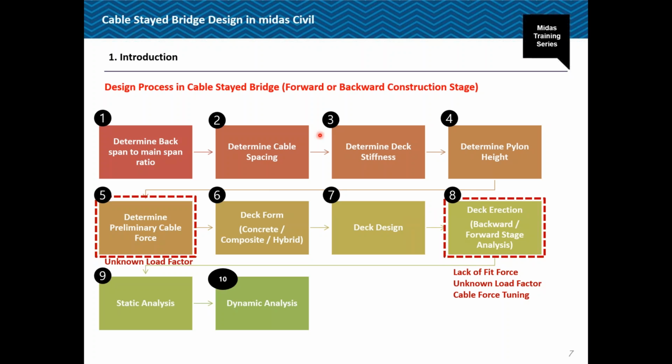This is the overall design process in a cable stay bridge. Starting with first determining the backspan to main span ratio, which we generally follow as 0.3 to 0.5 of the main span. Second, we determine the cable spacing. And third, we determine the deck stiffness, like how stiff a deck should be. Then we determine the pylon height, which can be L by 15. And then we determine the preliminary cable force. This is what we call the final stage model, where you determine the preliminary cable forces through a method called unknown load factor, which is inbuilt in MIDAS Civil.